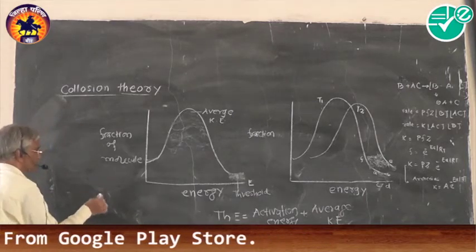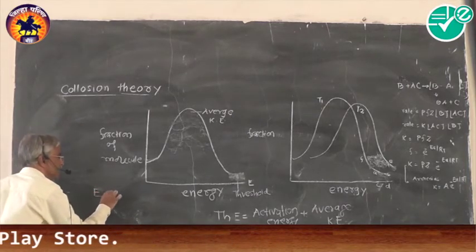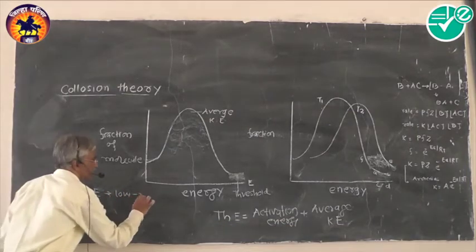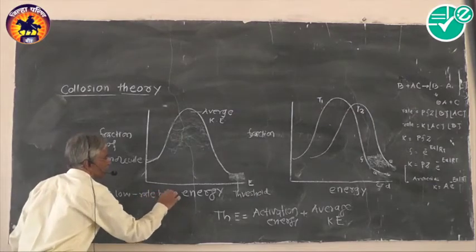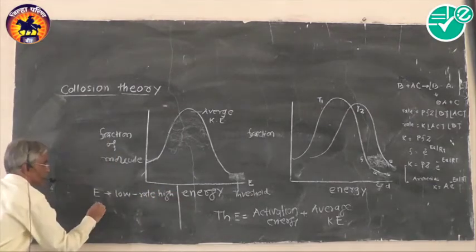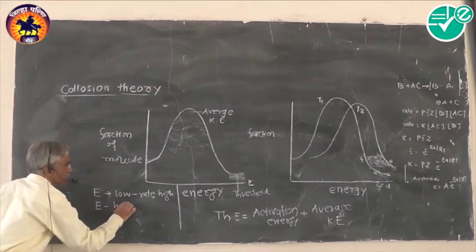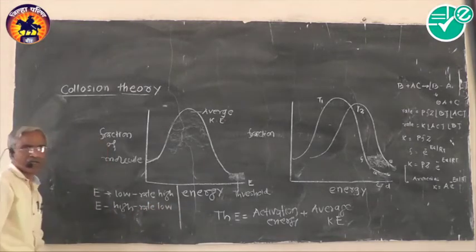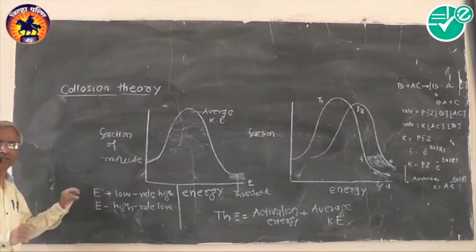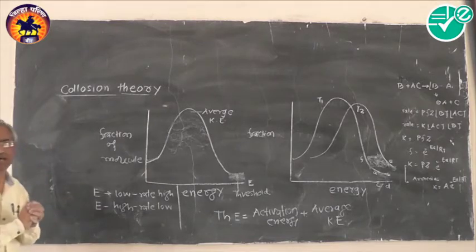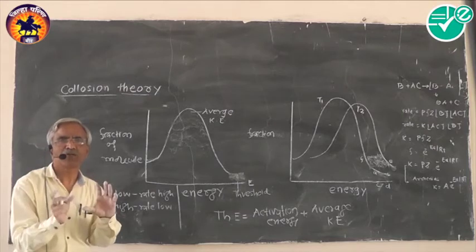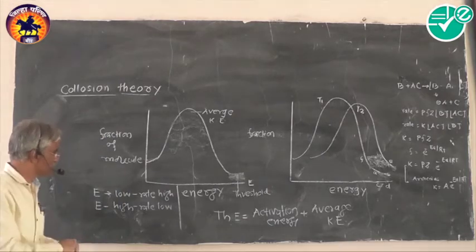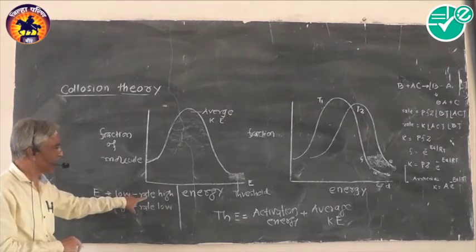Now, if the threshold energy E is low, the rate will be high. And if the threshold energy is high, the rate will be low. For example, suppose we decide that the student should be declared pass with 30 marks, then automatically in a class we will have more number of students getting through the examination. So low E, high rate.